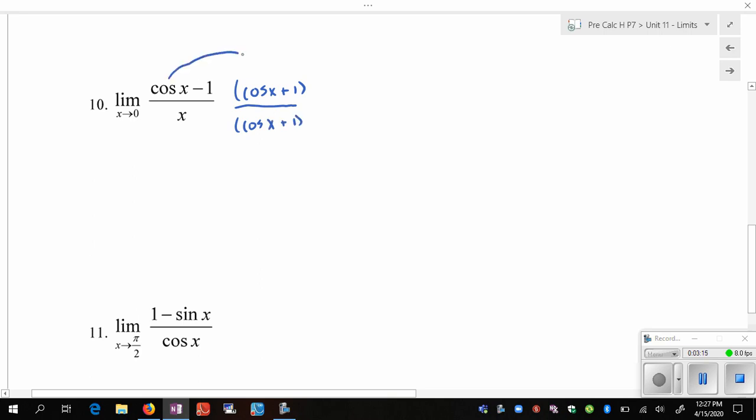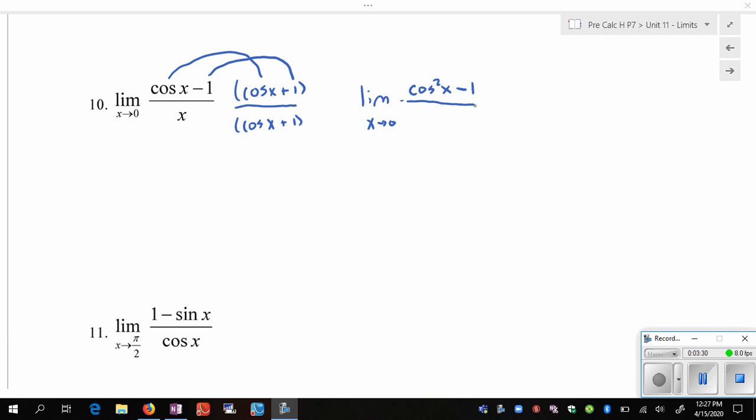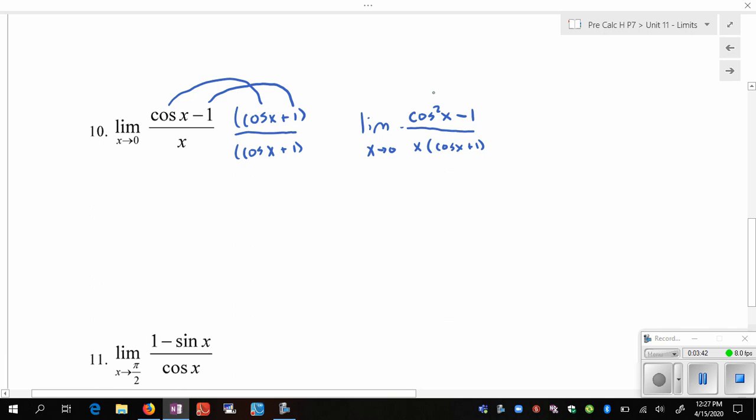So when I multiply these together, I end up getting the limit as x goes to 0 of cosine squared x minus 1. And then in the bottom, I have x times cosine of x plus 1. Well, in the top, that's a Pythagorean identity. So that's really negative sine squared of x. It would be positive if it was 1 minus cosine squared.